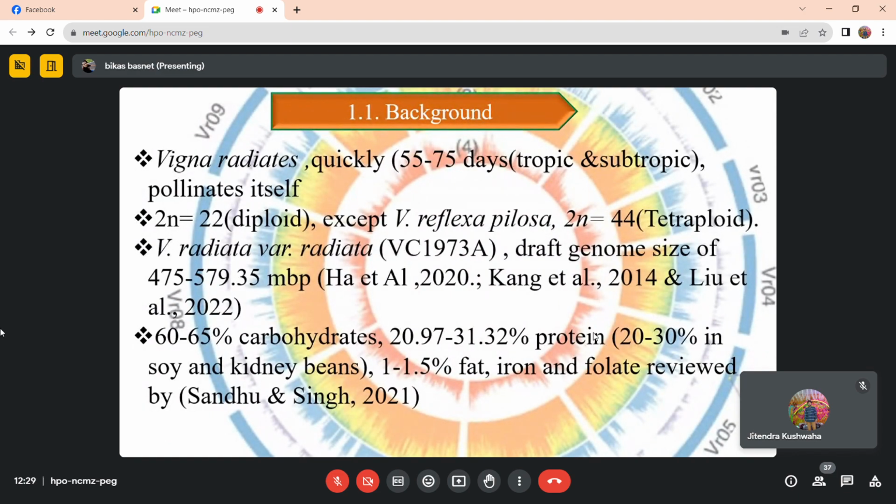Talking about the nutritional dynamics and biofortification approach of the mung bean, it is a strong source of carbohydrate, with 60 to 65% carbohydrate dominance. When you compare protein content with soybean and kidney beans, it is superior, with protein content ranging from 20 to 21.32%. Similarly, fat is 1.5%. One interesting thing about mungbean nutritional dynamics is that it also contains folate, which reduces the aging factor of humans.